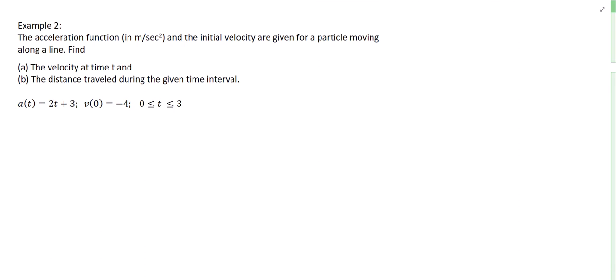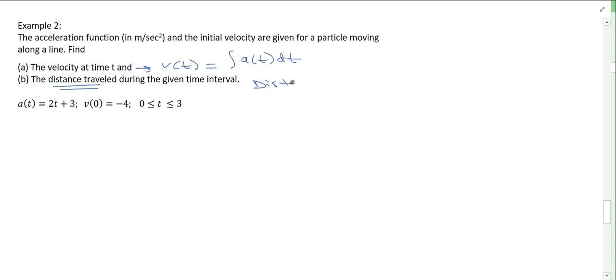Okay, so here's our next example. Here the acceleration function in meters per second squared is given, and the initial velocity for a moving particle along a line. So find the velocity at time t and the distance traveled over the given interval. So let's remember that first, the velocity is the antiderivative of the acceleration function. So we can find that. And then the distance traveled, this one isn't asking us for the displacement. It's just asking for the distance.